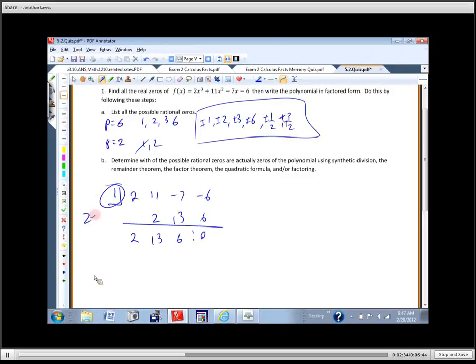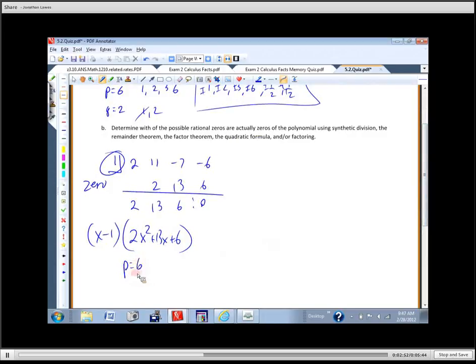That means the factor that it corresponds to is x minus 1. What is this stuff right here? That's the depressed polynomial, so that's 2x squared plus 13x plus 6. Now, if you want to do the p and q stuff again, P would be 6, Q would be 2. It's the same list up there again. But once you get to this point, what do we like about this? It's factorable. It's something that we recognize because it's a 3-term polynomial. It's a trinomial, okay, and it's a quadratic. Even if it didn't factor, what could you use to find the other answers? You could use the quadratic formula.